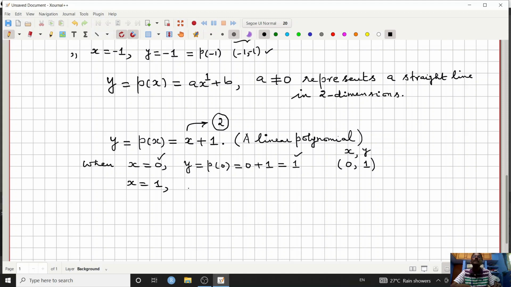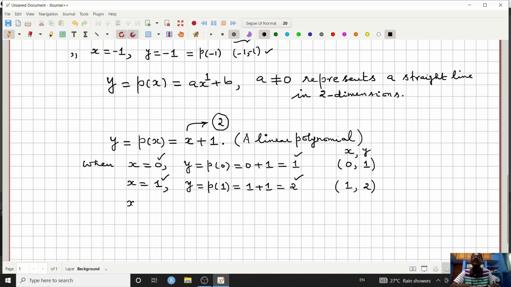When you substitute x is equal to 1 here in equation 2, I am going to replace x by 1 in equation 2. So what I am going to get is 1 plus 1, and 1 plus 1 is 2. So when x is equal to 1, I am getting the value of y, or p of 1, is equal to 2. So I am getting (1, 2).